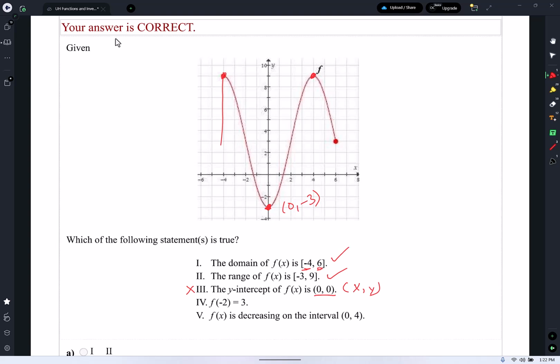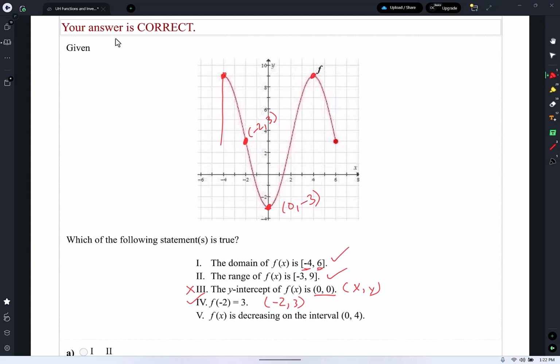F of negative 2 equals 3. That means that I have a point at negative 2 comma 3. So if you have a large print that's easier than the small print, go to negative 2 and 3. Does it look like it goes through negative 2, 3? Yes, it definitely does. That's where the large print comes in handy on this one. If you have a small print, it might be kind of hard to tell.